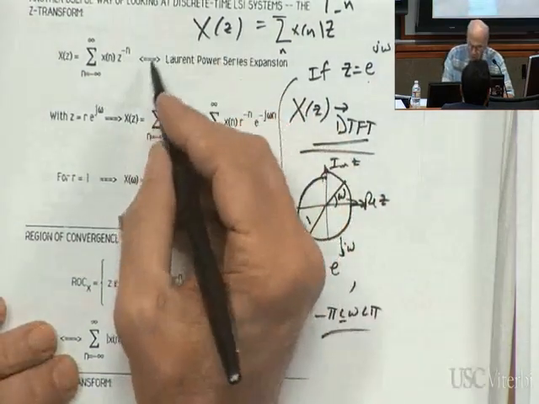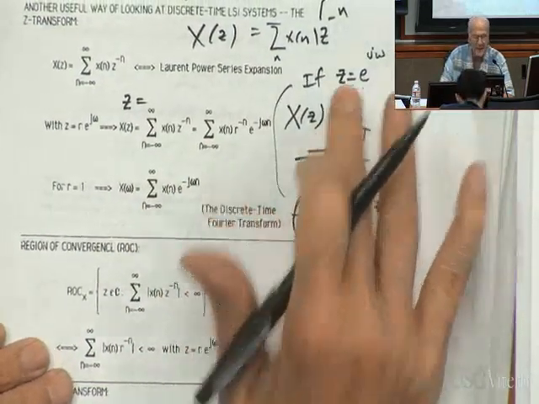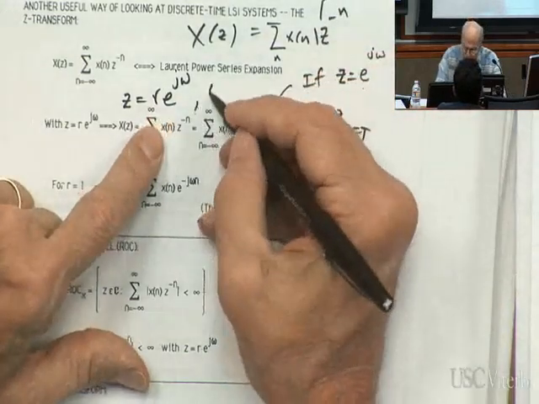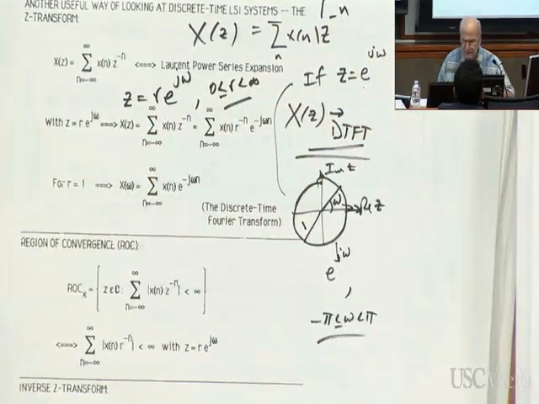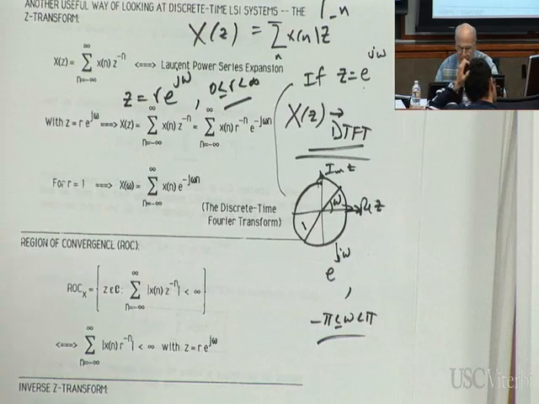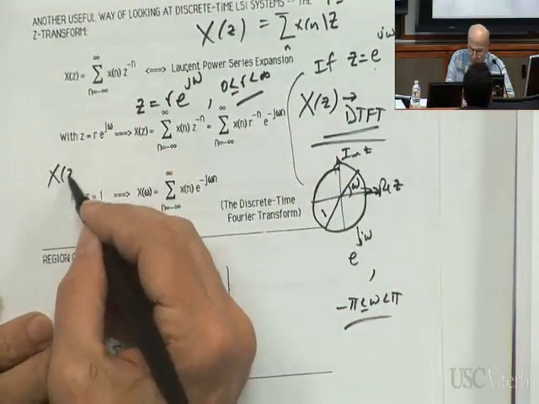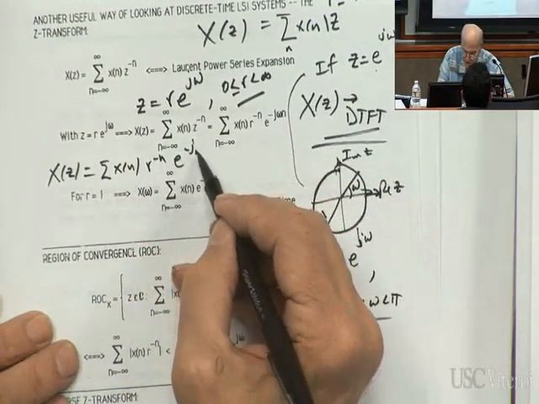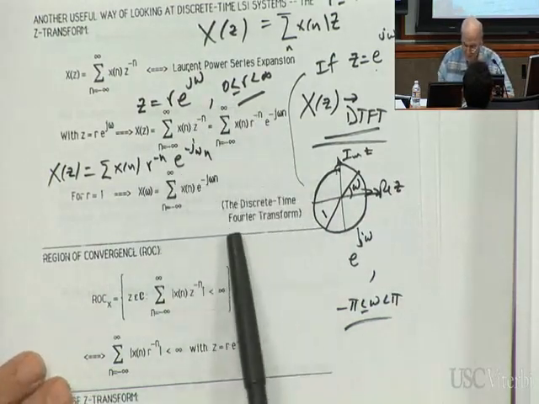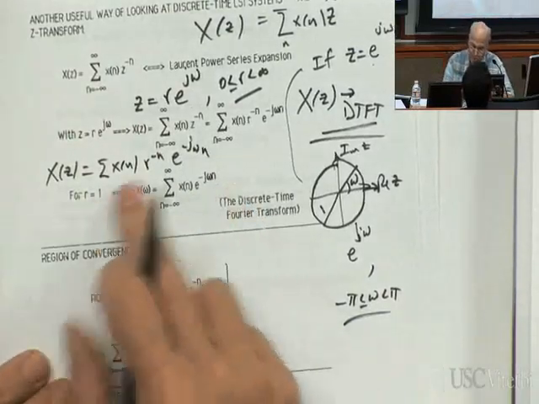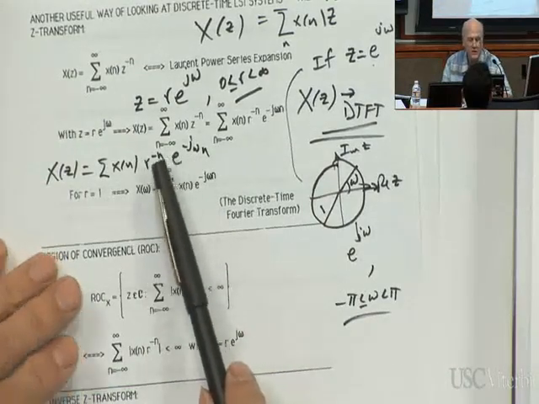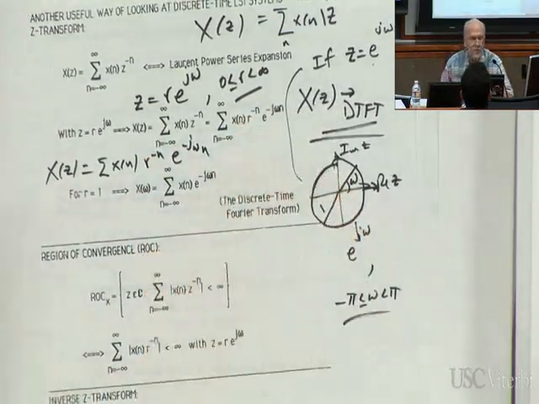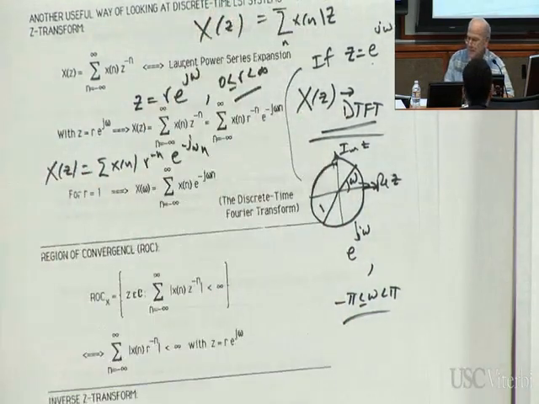Now, another way to look at it. We already looked at z equal to e to the j omega. Let's generalize that to the entire complex plane, where z is equal to r times e to the j omega, where r is a real number, 0 less than r less than infinity, and omega, again, is between minus pi and pi. In that case, X of z, which is more general, you can write as the summation of x of n times r to the minus n times e to the minus j omega n. Here you can clearly see where the Z transform generalizes the DTFT, by introducing this factor r to the minus n, which extends the Z transform to the entire complex plane. Okay, so that is the Z transform.